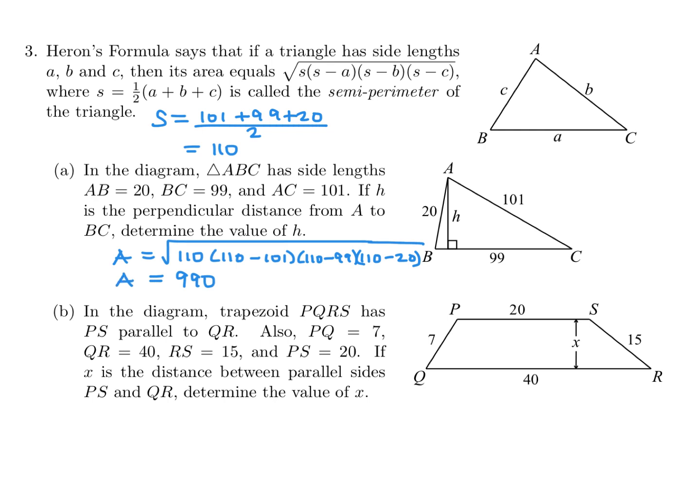All right, so the final step is to figure out H. Well, the area can be written as 1/2 base times height, where the base is 99 and the height is H. But the area we already figured out was 990. So there you go, 99 over 2 times H. And when you crunch out those numbers, you get H equal to 20.